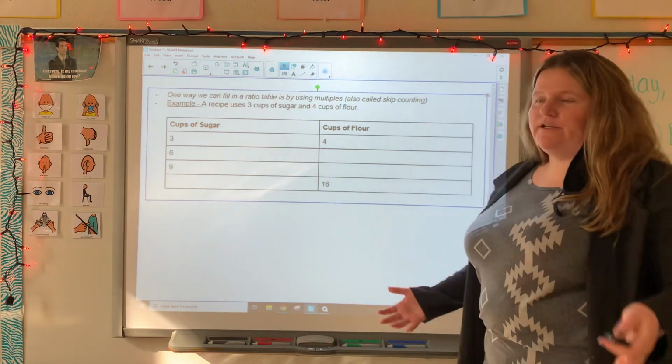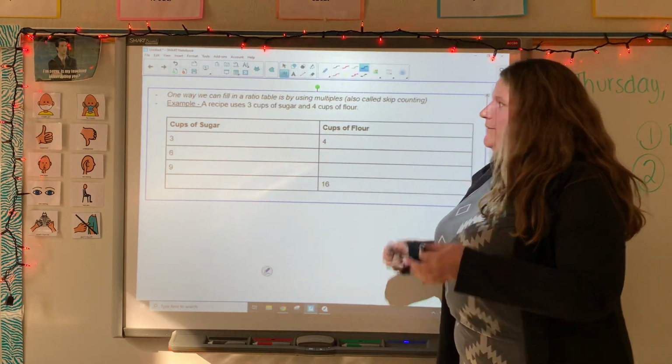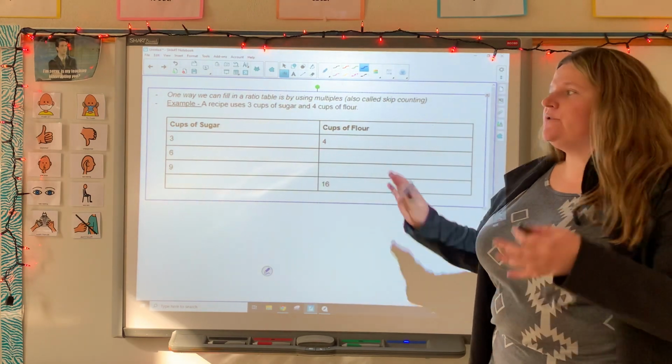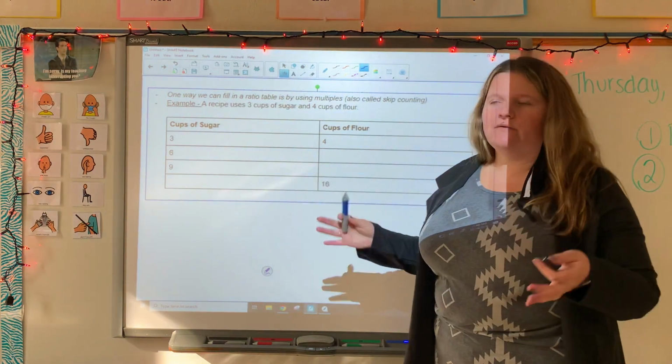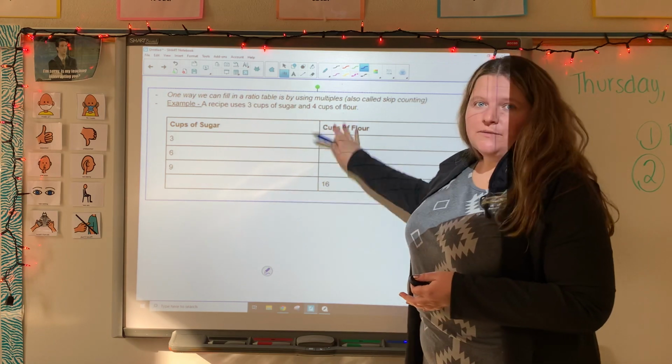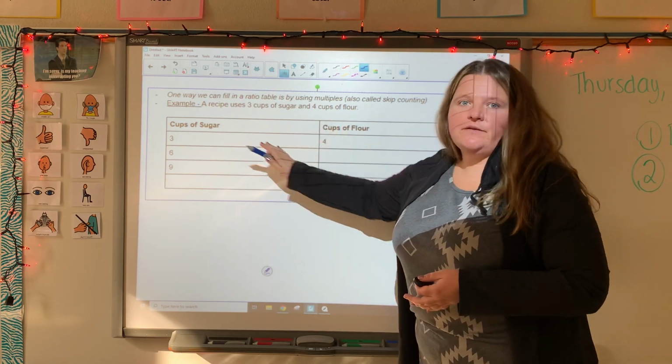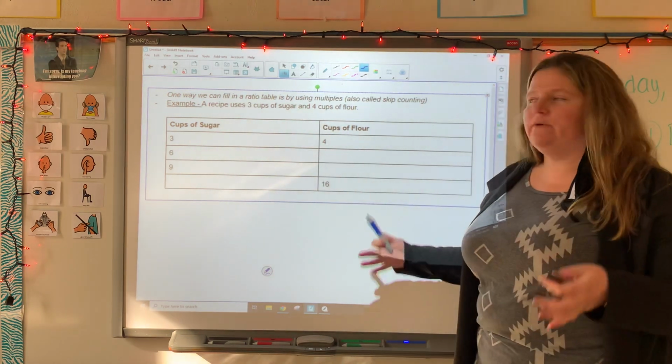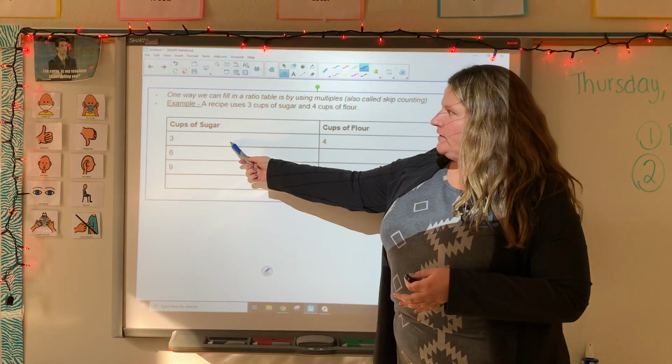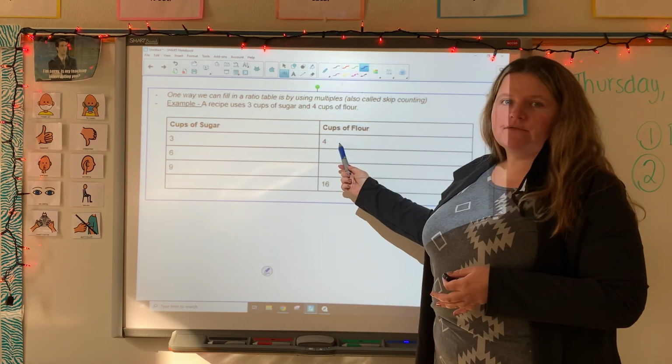All right, and then my ratio tables. So one way we can fill in a ratio table, so a ratio table is just a way, again, to compare equivalent things. And we've got columns going down, we've got our headings at the top, and then the rows are going across. That's where my equivalent ratio is. So here we have 3 cups of sugar for 4 cups of flour.